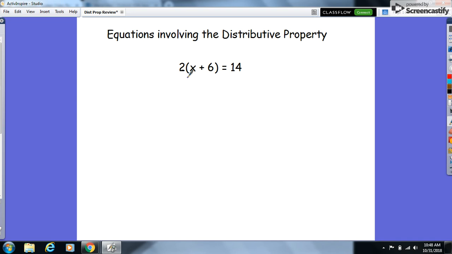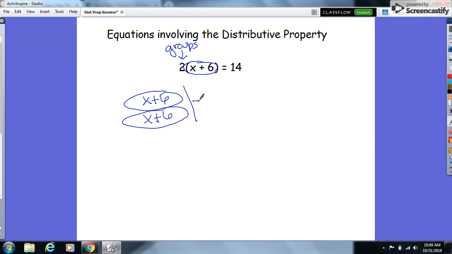Hey y'all, let's take a look and review equations involving the distributive property. If you remember, distributive property we know is going to be used when we see equations that have parentheses and a coefficient out in front. This coefficient of 2 right here tells me how many groups there's going to be of what you see inside this parenthesis. So for this problem, there's going to be 2 groups, and inside of each of those groups is going to be an x plus 6.